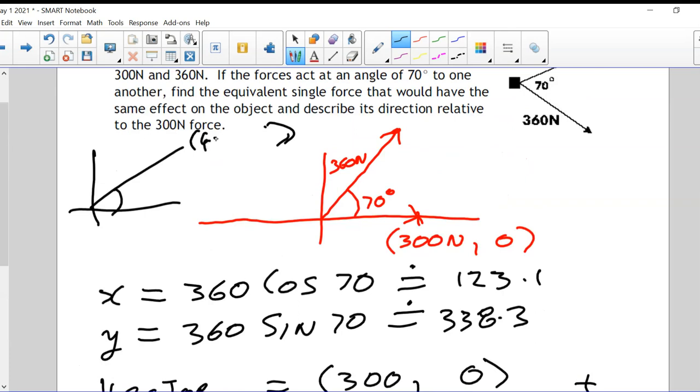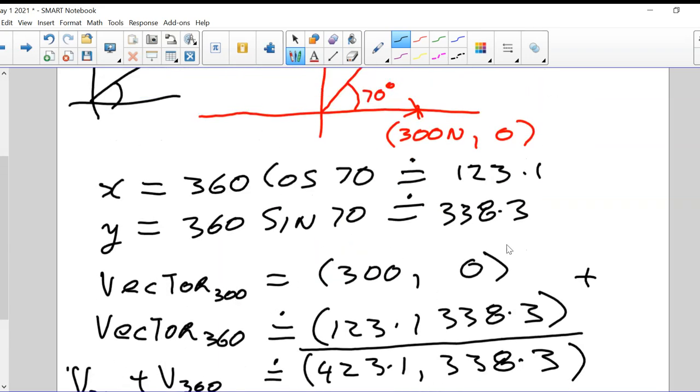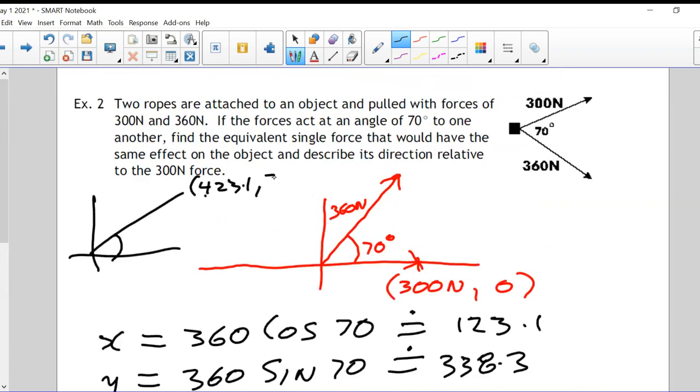Oh, geez, I forgot already. 423, that doesn't look like anything. Hang on, let me fix that. So 423.1 and 338.3. Okay, and what I'm trying to find is this angle inside here.